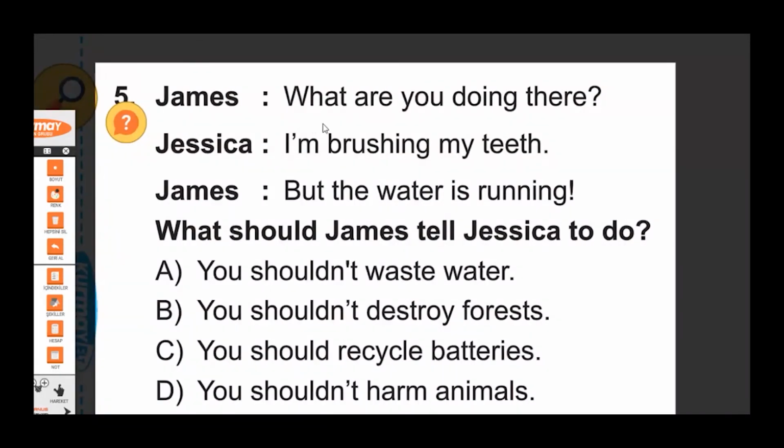5. What are you doing there? What are you doing there? I'm brushing my teeth, but the water is running. What should James tell Jessica to do? You shouldn't waste water, or you shouldn't destroy forests, or you should recycle batteries, or you shouldn't harm animals. Of course, you shouldn't waste water. So the answer is A.